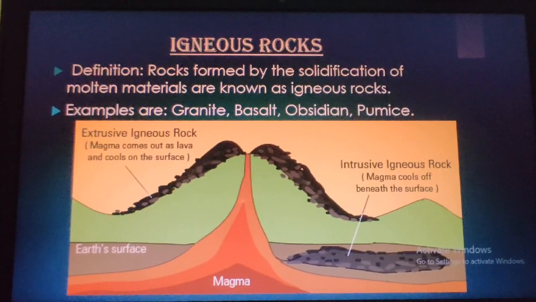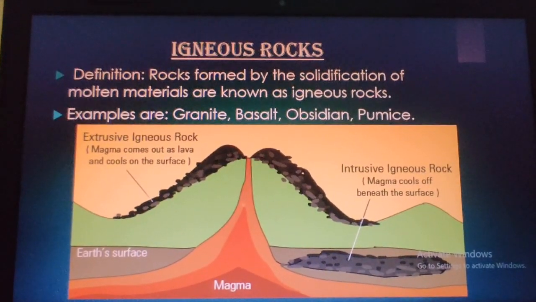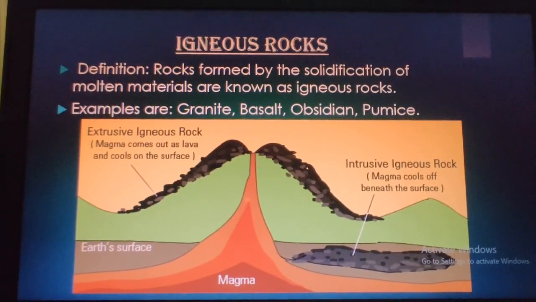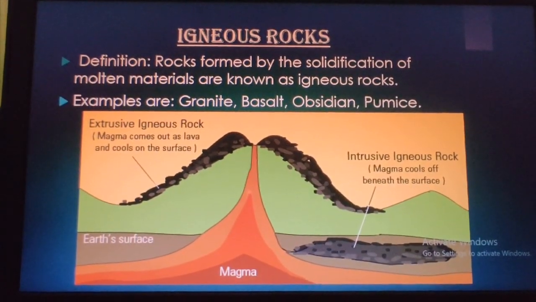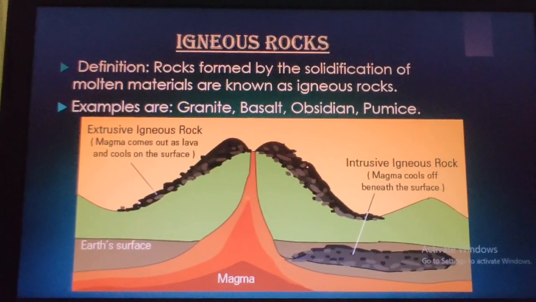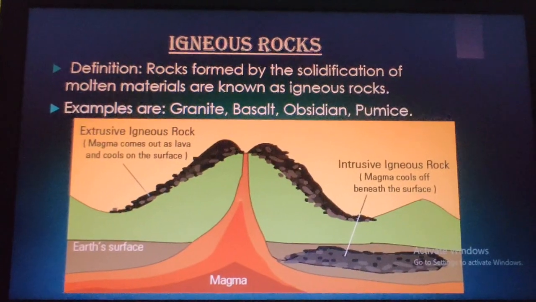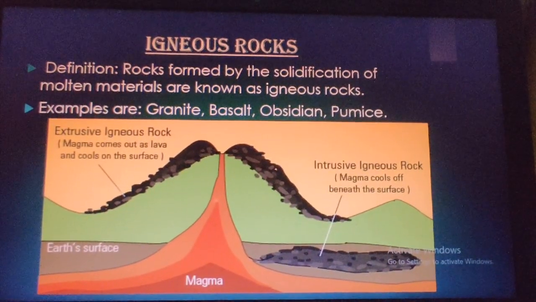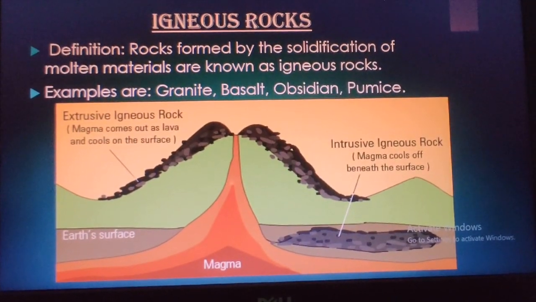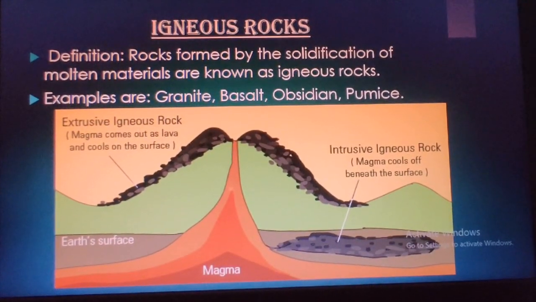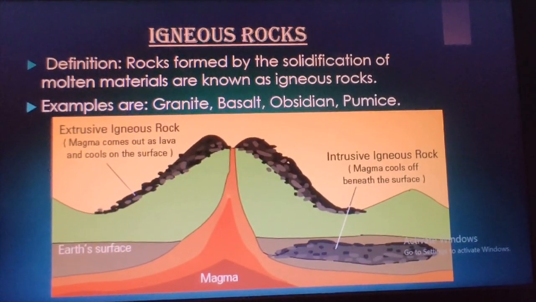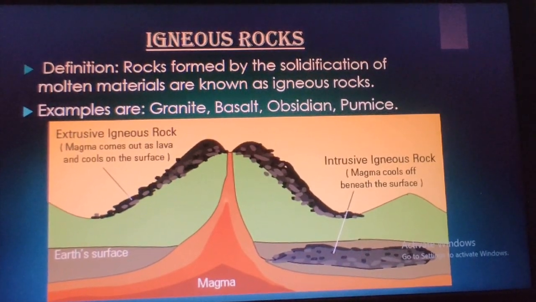Some examples of igneous rocks are granite, basalt, obsidian, and pumice. These kinds of rocks are hard and they can be used as ornaments, for making kitchen countertops, for flooring, lightweight concrete, and for making soaps.